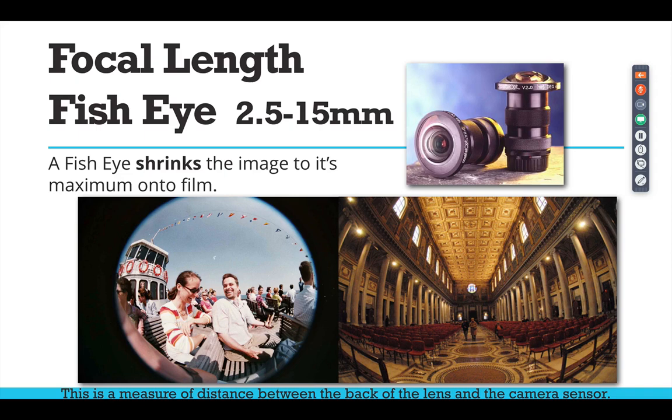Now, the way camera lenses are measured is from the back of the lens itself, the very last piece of glass, to the actual sensor in the camera that picks up the information. Based on the distance and the shape of the lens will determine what kind of lens it's categorized under.